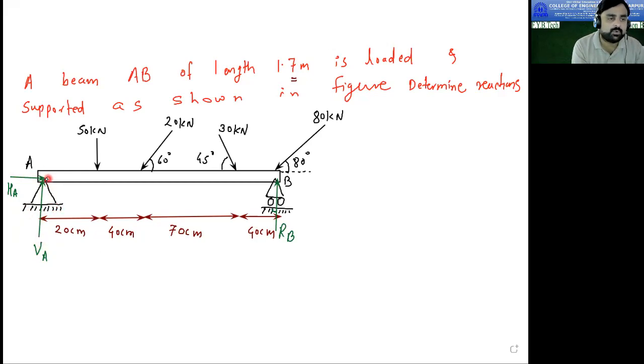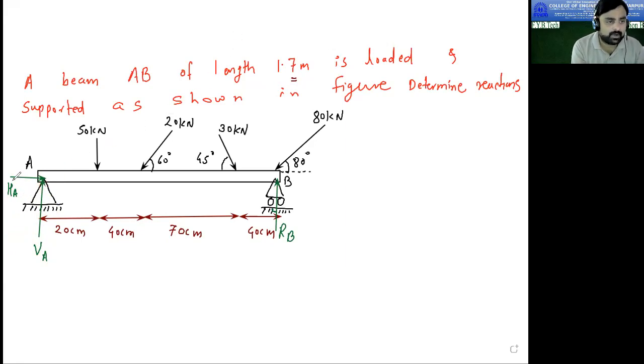When a simple support is there, whenever there is only one reaction, then you can say RA or RB or whatever it may be. But when a support is having more than one reaction, now here you can see at hinge support two reactions are there. So we will call the vertical component VA and the horizontal component of reaction HA. And when you find the resultant of these two, that will be your RA.